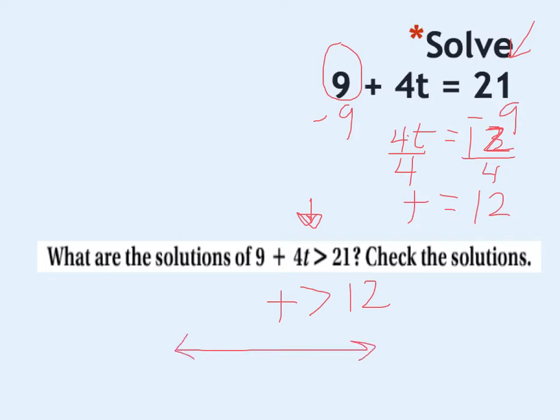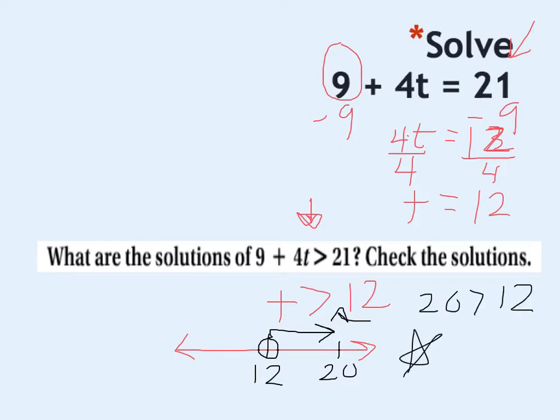So you always draw your number line first with the line going on forever. And the point I'm dealing with is 12. It's going to be an open circle because there's no line underneath my sign. And it says t is greater than 12, so I want to point it to the right. To check my answer, I'm going to plug in 20. Is 20 greater than 12? It sure is, so that graph is correct.